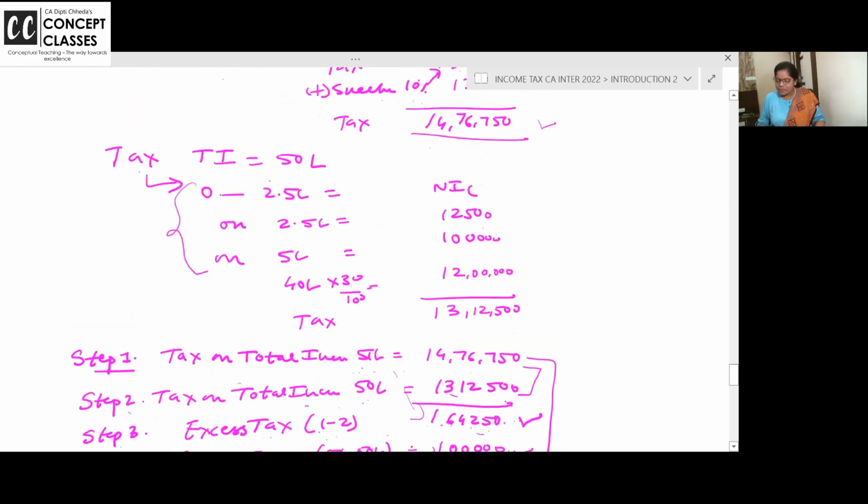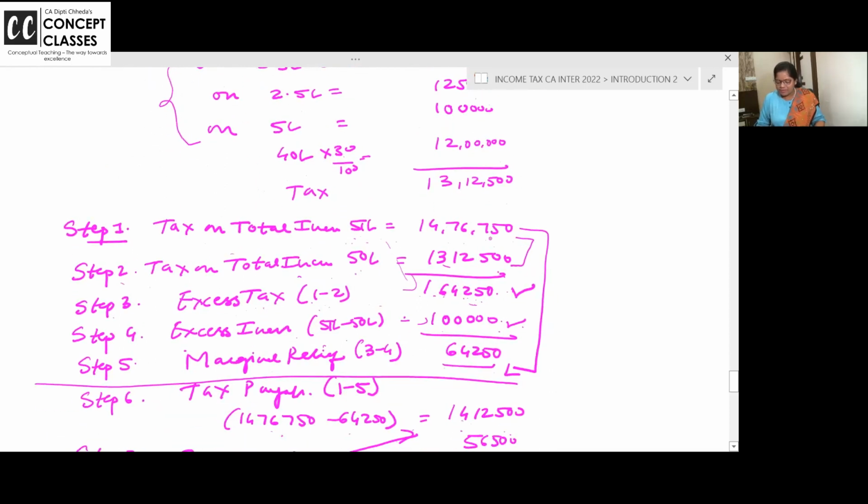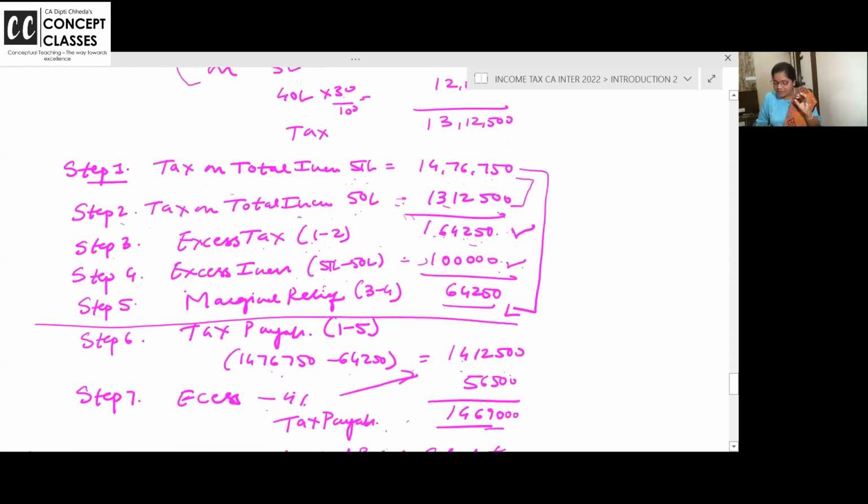51 lakhs. 14,76,750. What is the tax on total income? 50 lakhs. 13,12,500. What is the excess tax? 1,64,250. What is the excess income? How much is income above 50 lakhs? Just 1 lakh. Now look at the absurd situation.